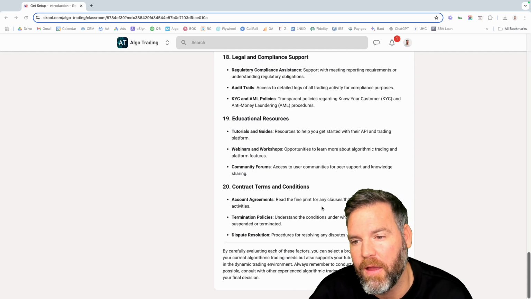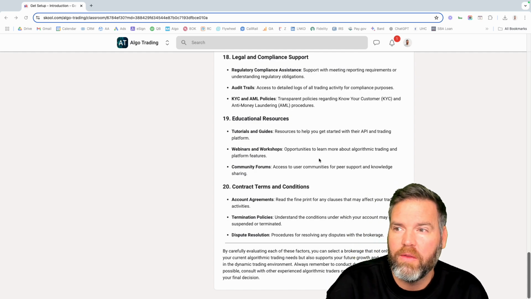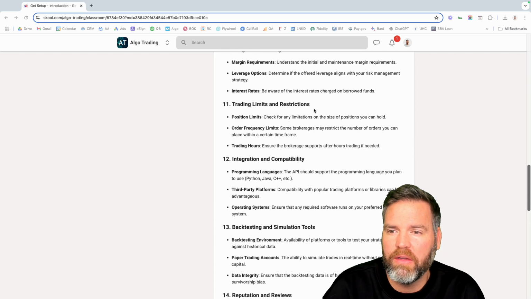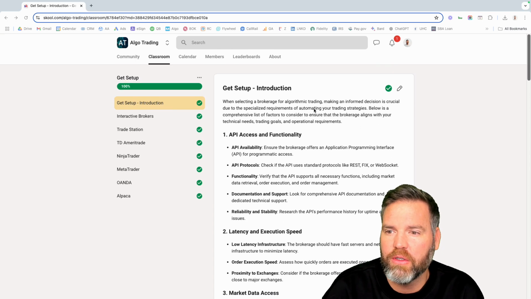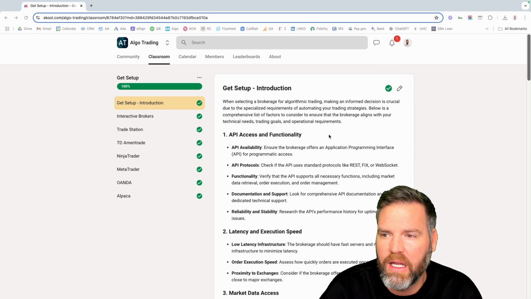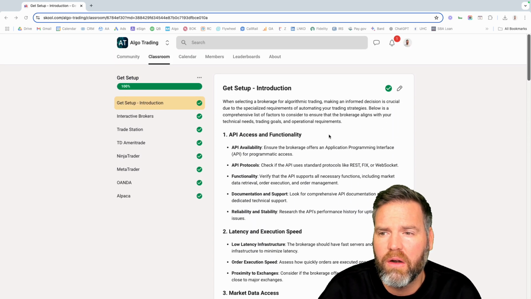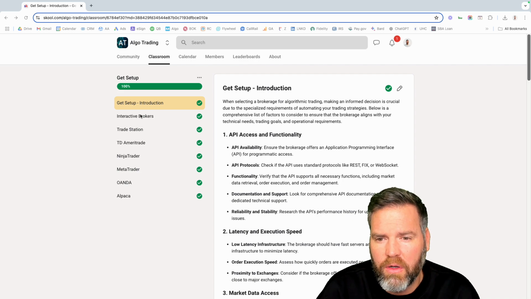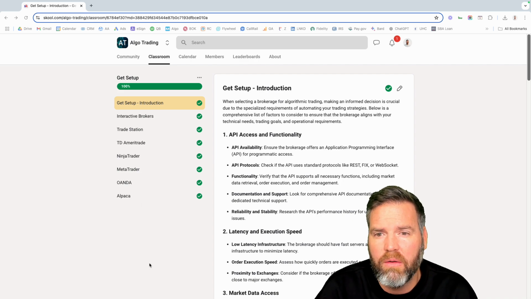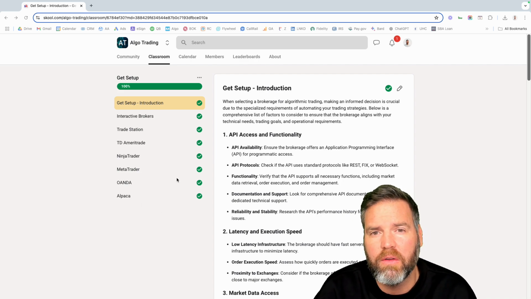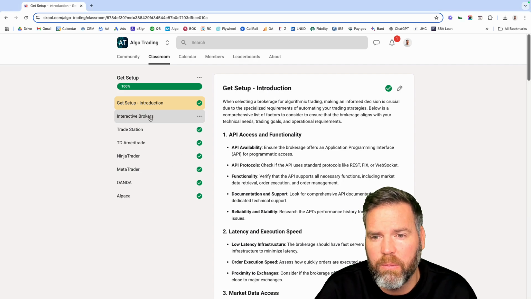And that's it. So this is a pretty extensive list, about 20 items to look at when you're choosing a brokerage. But again, I do think that there are some items on this list that are more important than others. We are going to have a long list here that we're building out that will walk you through how to set up algorithmic trading on a particular brokerage.